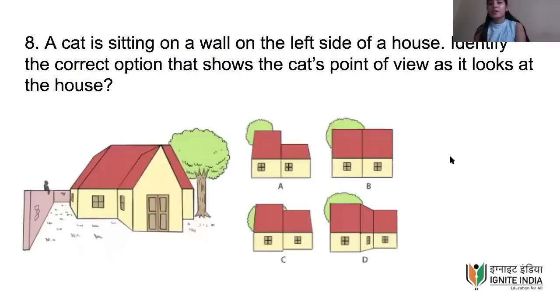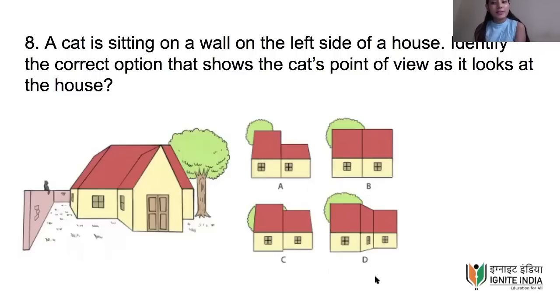All right. A cat is sitting on a wall on the left side of a house. Identify the correct option that shows the cat's point of view as it looks at the house. A cat is sitting on the wall, as you can see. Is it option A, B, C, or D? Again, it shouldn't take you more than 5 to 6 seconds to solve this.